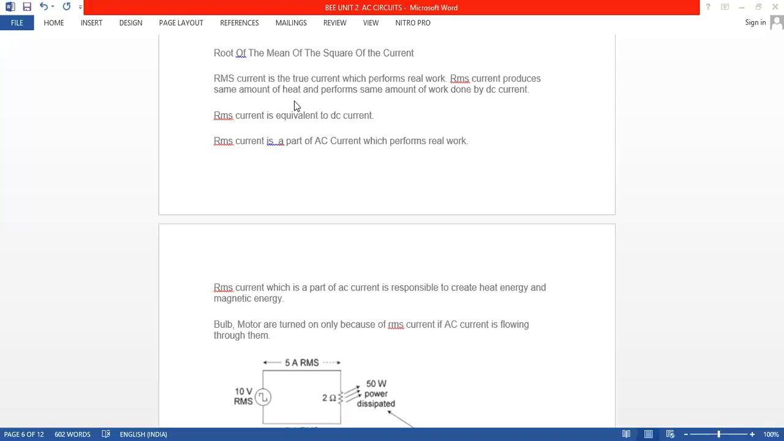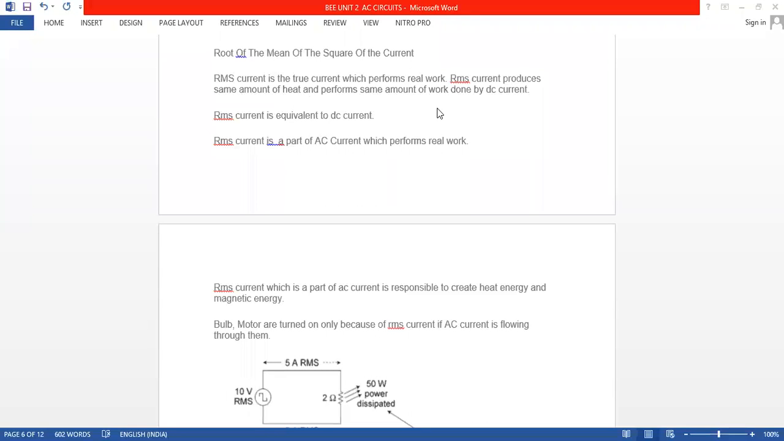You are saying, sir, I am generating the current. Okay, what is the proof that the current is doing the real work? When that current flows through the wire, it gets heated up. If heat energy is not created, we cannot confirm that the electricity is generated.